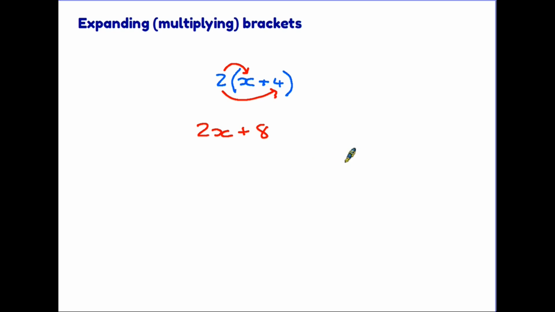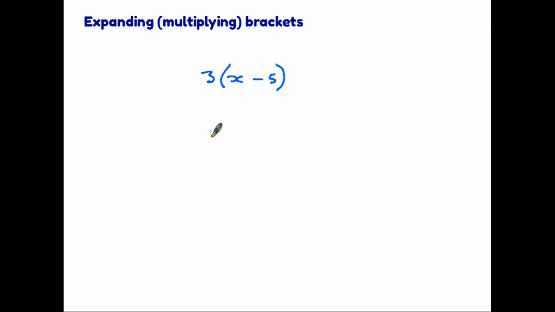Let's have a look at another example. So the only difference here is that we have a minus sign in the middle of the brackets here. It does not make any difference to how we proceed with this, we just need to bear it in mind as we go through the sum. So this time it's going to be 3 times x, which we're going to write as 3x. We are then going to multiply the 3 by the 5, but we have to bear in mind it is a minus 5. So plus times minus gives us a minus. 3 times 5 is 15. The answer, 3x minus 15.